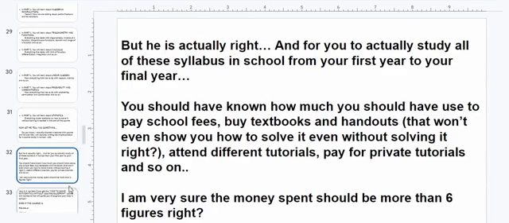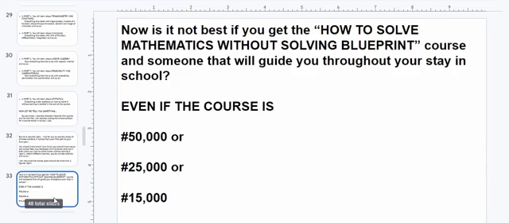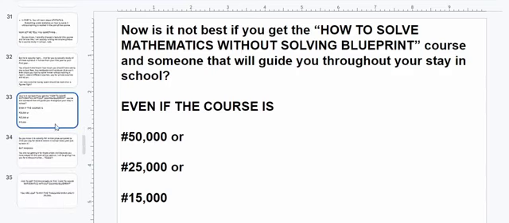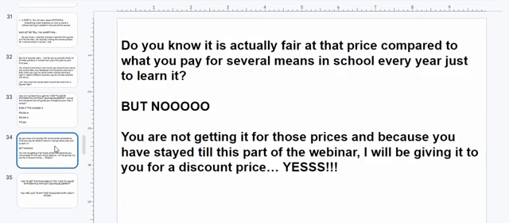So is it not good to get how to solve mathematics without solving, the blueprint course, and someone that is ready to guide you throughout your stay in the university or your school? So even if the cost is 50,000 naira, even if the cost is 25,000 naira or 15,000 naira, it's actually best to get it. And please, it's actually fair at a price compared to what you pay in seven months in school every year just to learn it, like I said. But please, all those prices I mentioned there are not what you're going to get it for, all right.